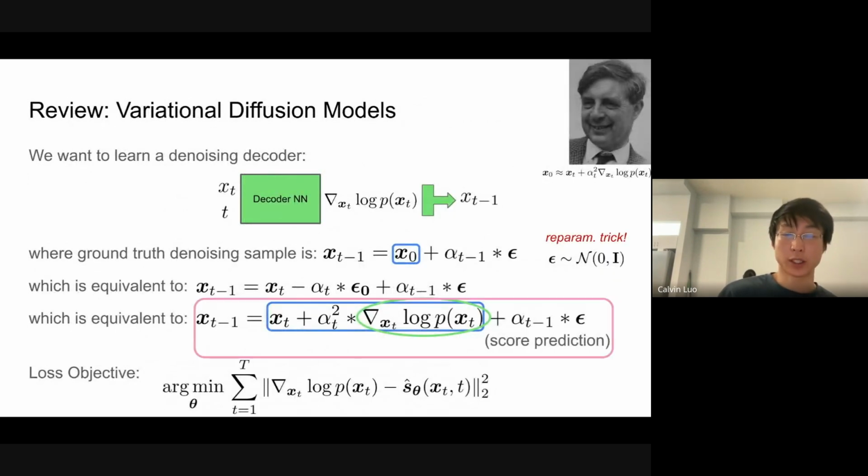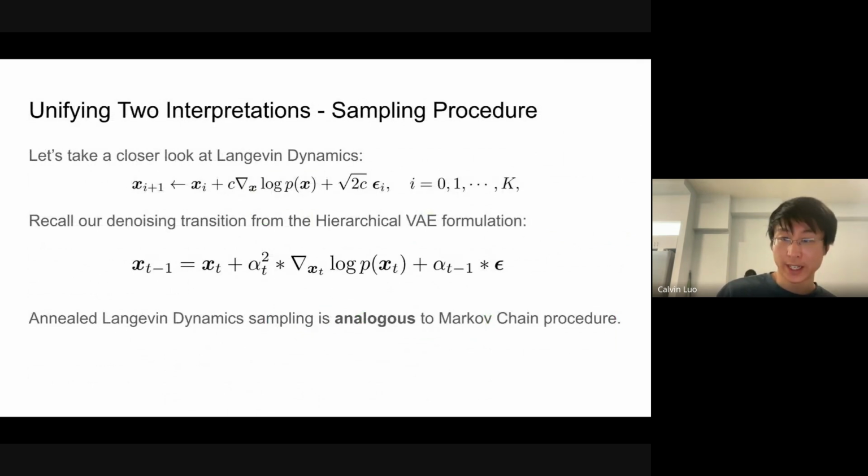Now let's talk about sampling. We know that when we sample, we're trying to go from xt to xt minus 1, and we do so by following our predicted score. So we have this equation for variational diffusion models of what xt minus 1 should be when we're properly sampling. Let's compare it to annealed Langevin dynamics sampling. Maybe a bit confusing, but let's take a look at the formulations of sampling for both approaches.